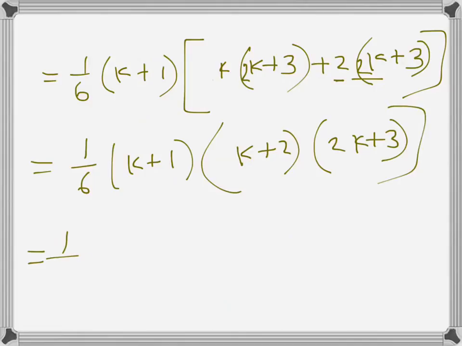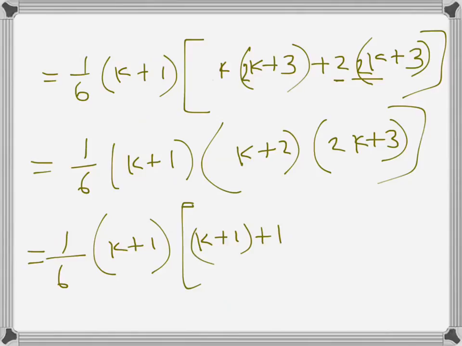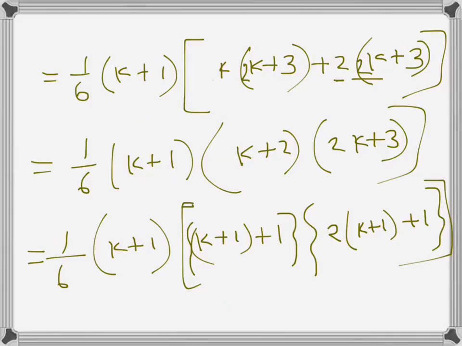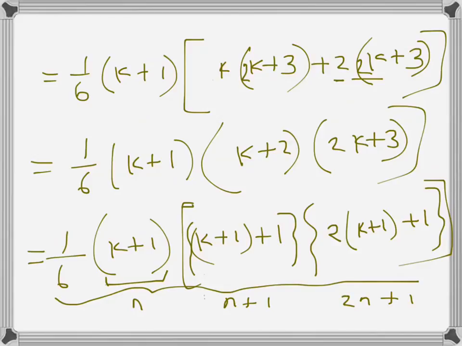So I can rewrite this as k plus 1, and then k plus 1 plus 1 in another bracket, and this one is 2k plus 3, which is 2 times k plus 1 plus 1. This is the right hand side when n is equal to k plus 1, because this was n here, n plus 1 here, and 2n plus 1 here. So instead of n, if we write k plus 1, this becomes the right hand side.